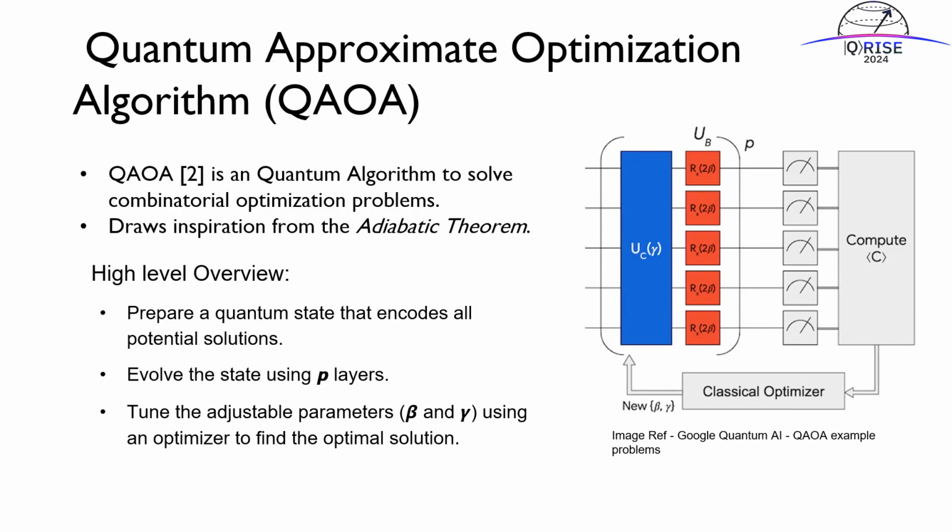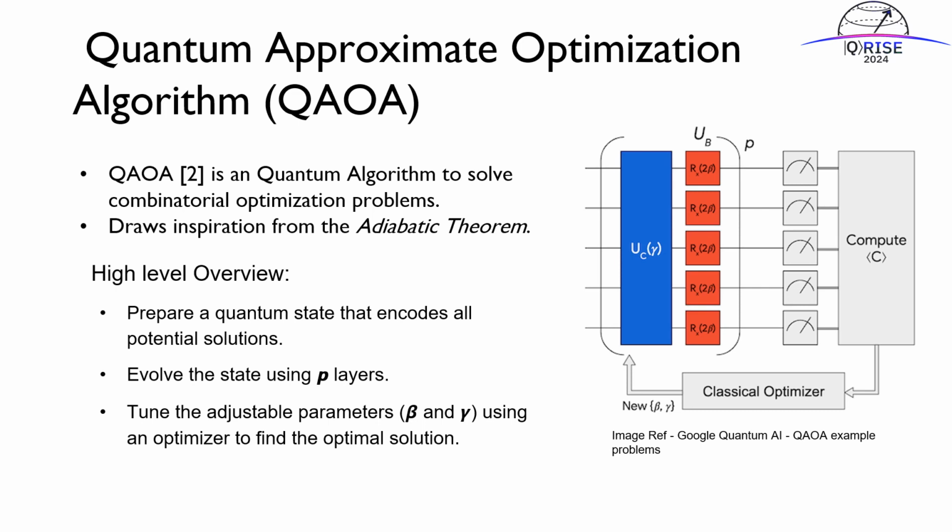So let's jump into a little bit of what our project was about. QAOA is a hybrid quantum algorithm that is used to solve computational optimization problems. It is based on the adiabatic theorem and is designed to solve QUBO problems. So, as I mentioned before, quadratic unconstrained binary optimization problems.